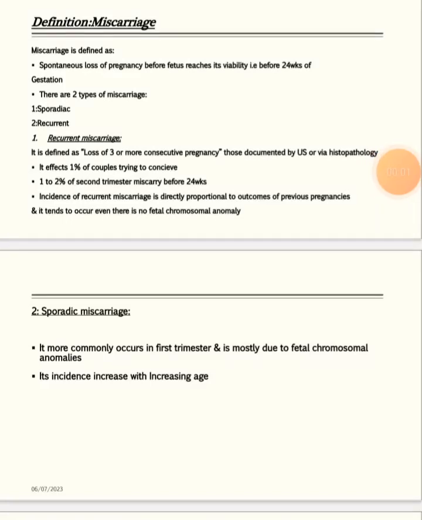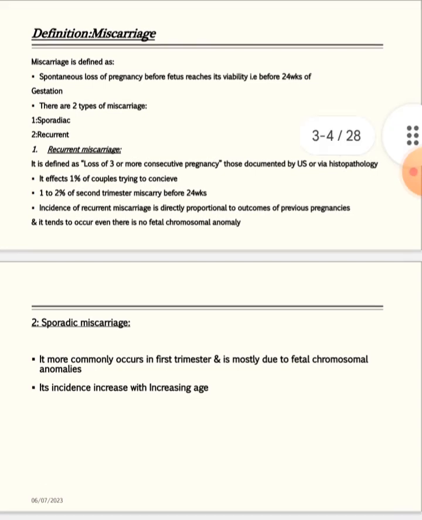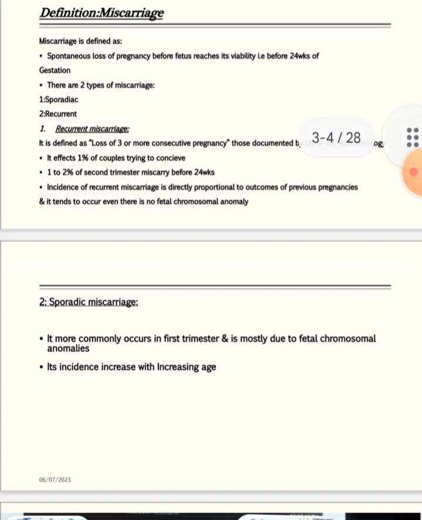Today we will discuss miscarriage. What is miscarriage? It is a spontaneous loss of pregnancy before the fetus reaches its viability. It means pregnancy loss before the 24th week of gestation. There are two types of miscarriage: sporadic and recurrent miscarriage.